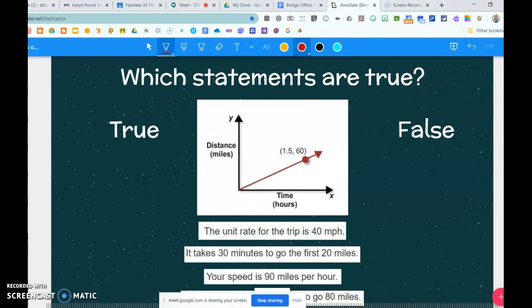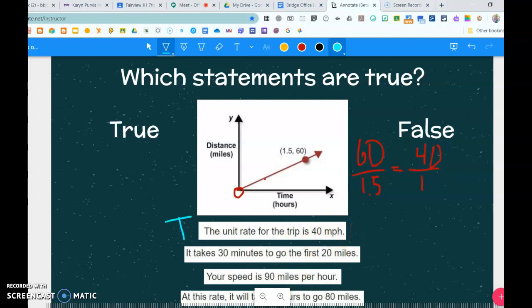All right, last slide. You'll notice that this is directly from your Imagine Math. So notice it is proportional because it goes through the origin. And it says the unit rate for the trip is 40 miles per hour. Did they give us the unit rate? No. But can we divide 60 by 1.5? We can. And if you're pretty good with your multiplication facts, or even looking at a clock, you'll realize that 60 divided by 15 equals 4. So if I divide both of them by 1.5, it'll give me 40/1, sorry. So this one is true. The unit rate is 40 miles per hour.